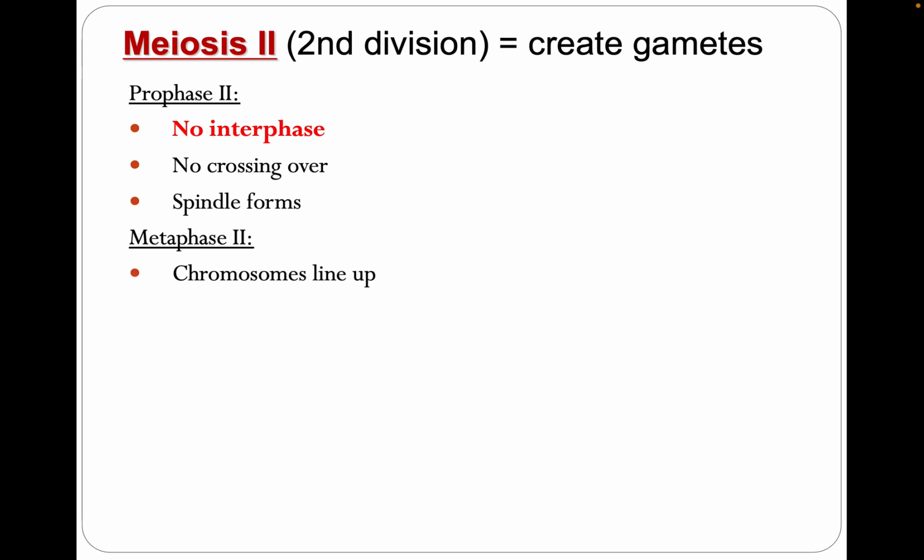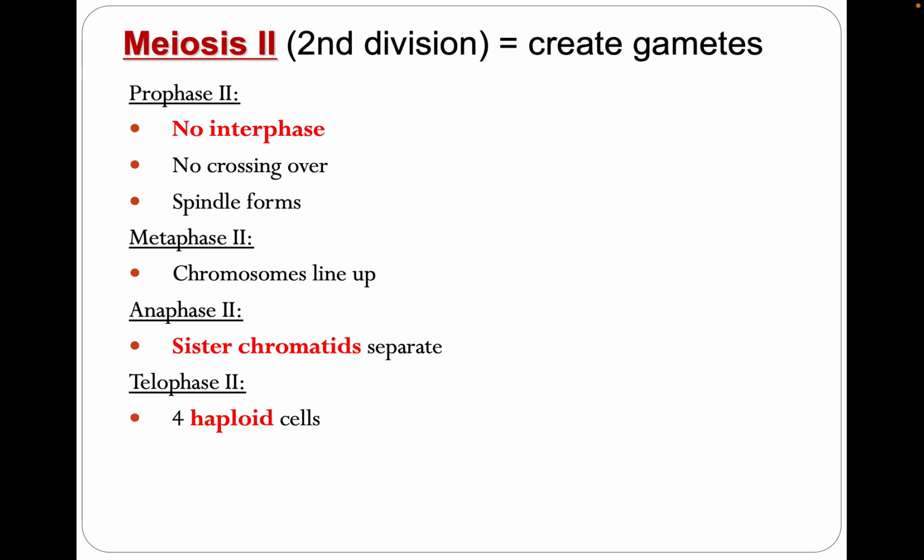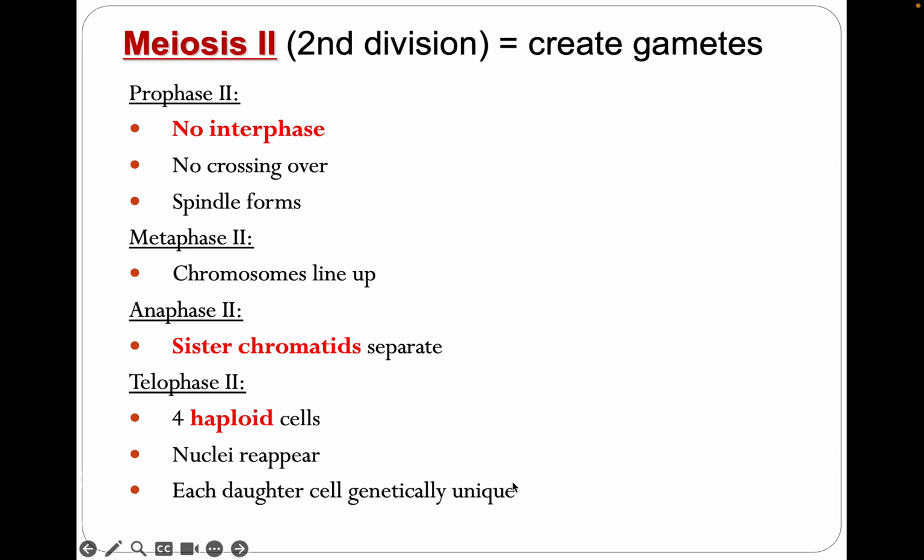In metaphase 2, the chromosomes line up in the center of the cell. In anaphase 2, those sister chromatids are separated. Telophase 2, we have 4 haploid cells. The nuclei reappear at that point, and each daughter cell is genetically unique, different from the parent cell.